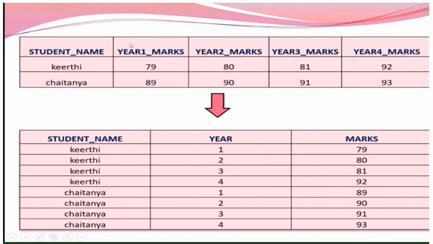In the target I want the student name as it is in the source, and instead of these four marks columns, I am taking a year column and also a marks column. So this Kirti record will be generated 4 times, but for every year the respective marks for that particular student. Like this I'm going to normalize the source table into the target table.